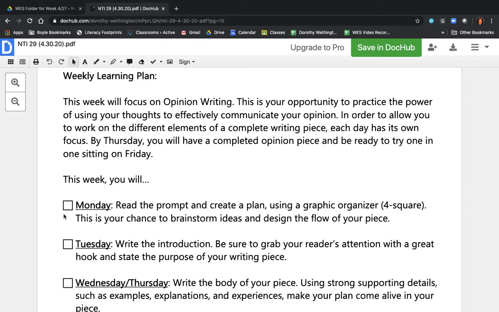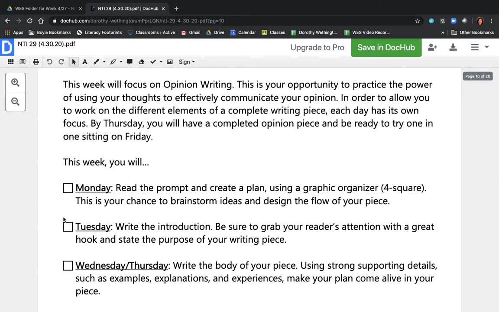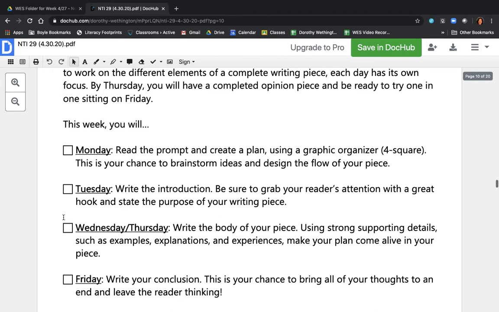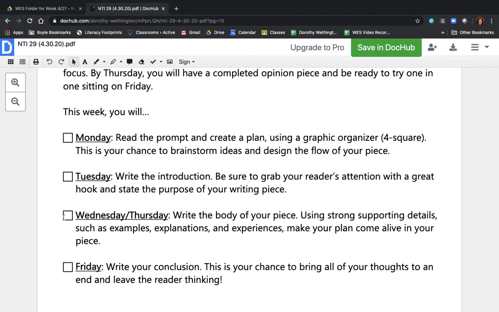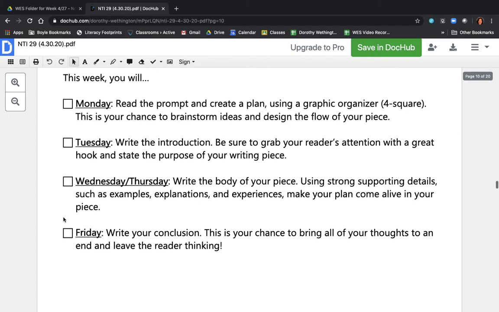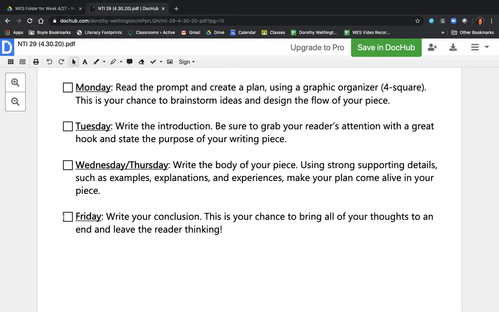This week you will, Monday, read the prompt and create a plan using a graphic organizer, Foursquare. This is your chance to brainstorm ideas and design the flow of your piece. On Tuesday, write the introduction. Be sure to grab your reader's attention with a great hook and state the purpose of your writing piece. Wednesday, Thursday, write the body of your piece. Using strong supporting details such as examples, explanations, and experiences, make your plan come alive in your piece. And on Friday, write your conclusion. This is your chance to bring all of your thoughts to an end and leave the reader thinking.